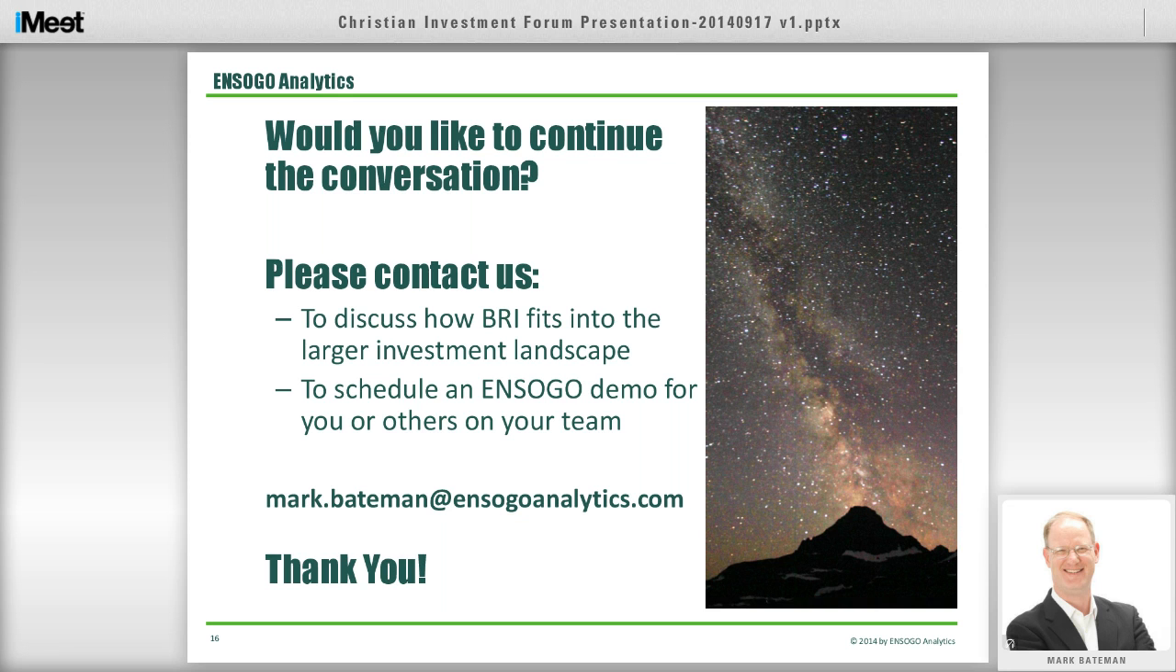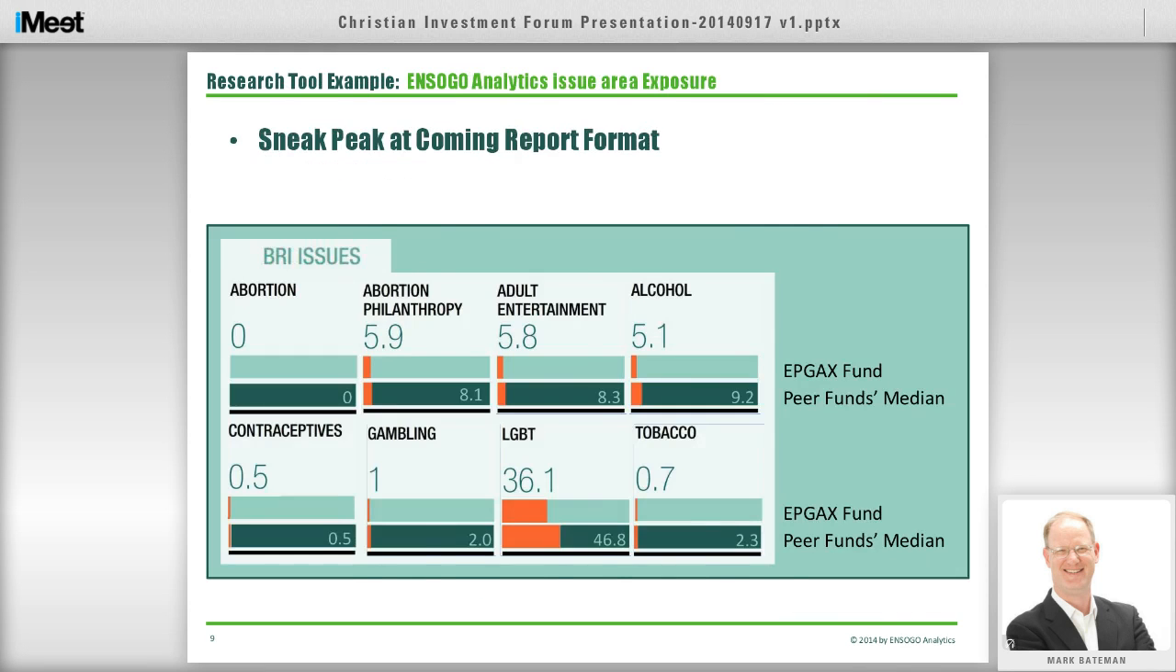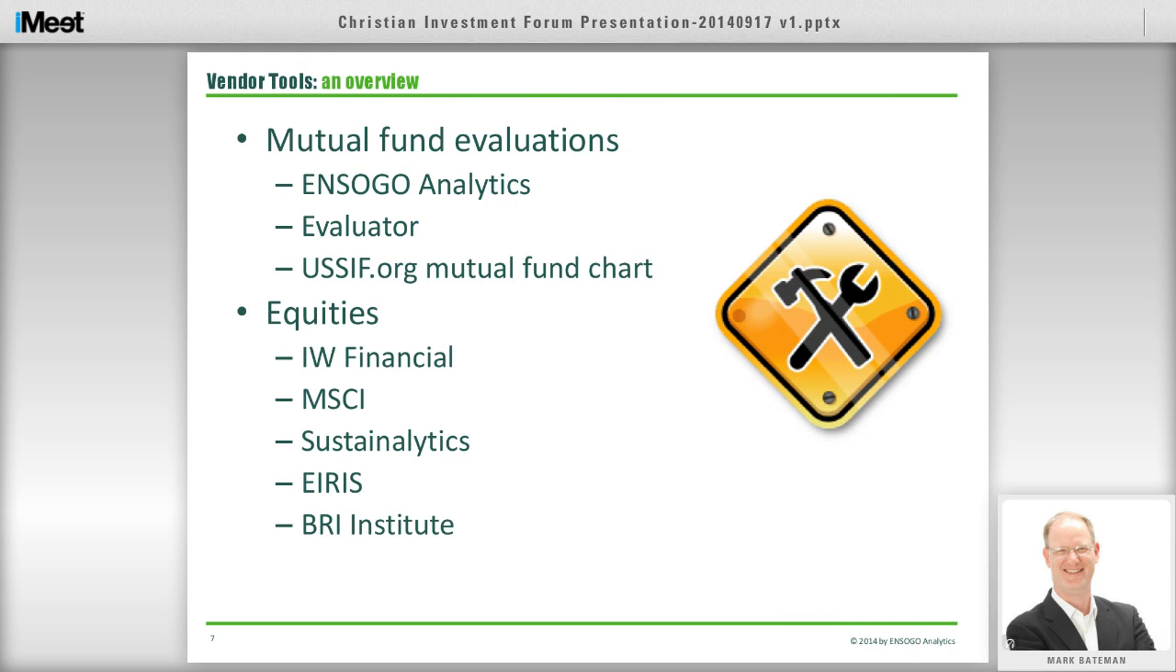Yep. Could you give just a quick snapshot as we wrap up? What's the range of subscription prices in the area of the various tools? Right. So I can only speak definitively about Ensogo Analytics pricing. For the mutual fund tool that we have currently, a single seat license for a single advisor is $600 a year. I'm less certain about Evaluators pricing, but the U.S. CIF mutual fund chart, which provides a chart of what issues are part of the methodology for a whole long list of mutual funds, is actually freely available.